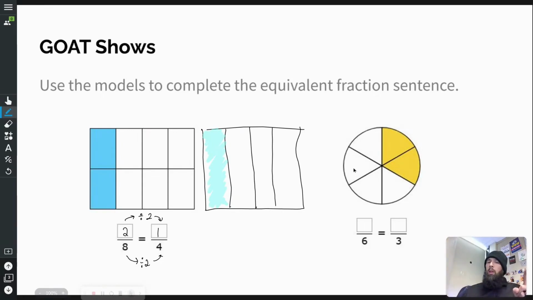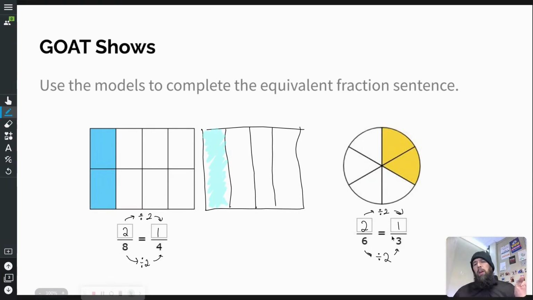Now, can I do the same thing over here? Let's find out. I have 1, 2, 3, 4, 5, 6 total shapes, so that gives me the over 6 right there. 2 of them are shaded. Let's see if we can apply the same exact idea without drawing a picture again. So I have 6. What can I multiply or divide 6 by to get to 3? Well, I can divide by 2. 6 divided by 2 is 3, which means I'm going to do the same thing up here. 2 divided by 2 is 1.